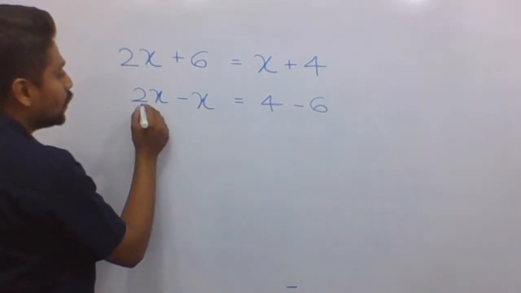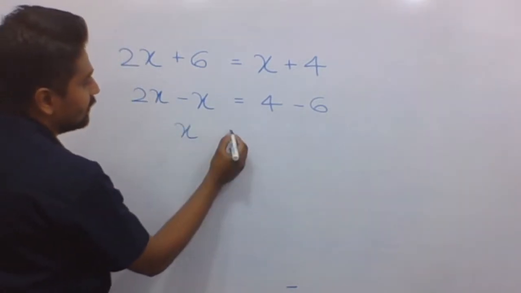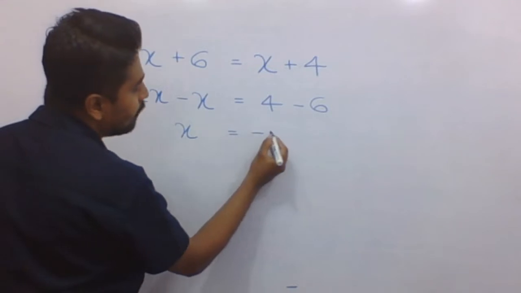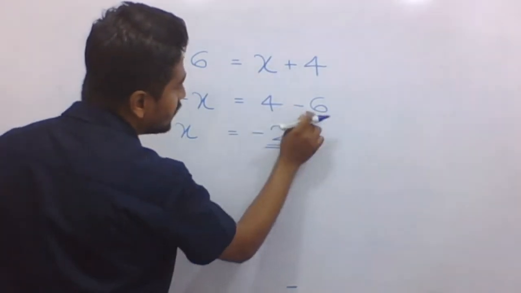Right? Okay. Then 2x minus x, it is x. 4 minus 6, it is minus 2. Why is this minus 2?